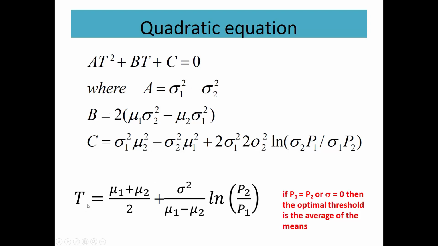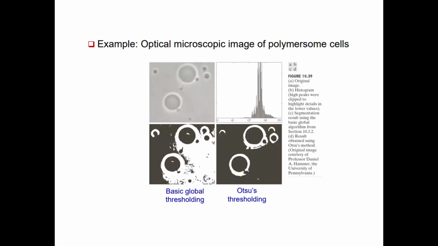So now capital T is equal to (mu1 plus mu2) divided by 2 plus sigma square divided by (mu1 minus mu2) ln (P2 by P1). If P1 is equal to P2 and sigma is equal to 0, then the optimal threshold is the average of the means, or T is equal to (mu1 plus mu2) divided by 2. So this is an example.